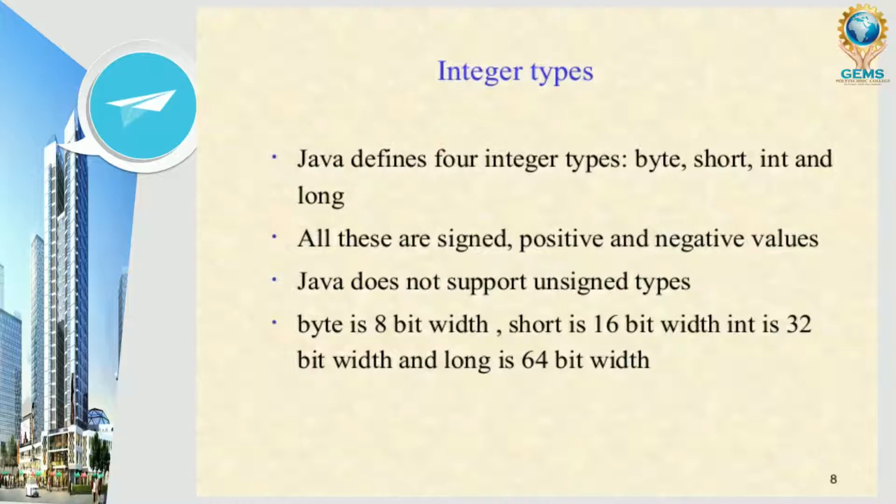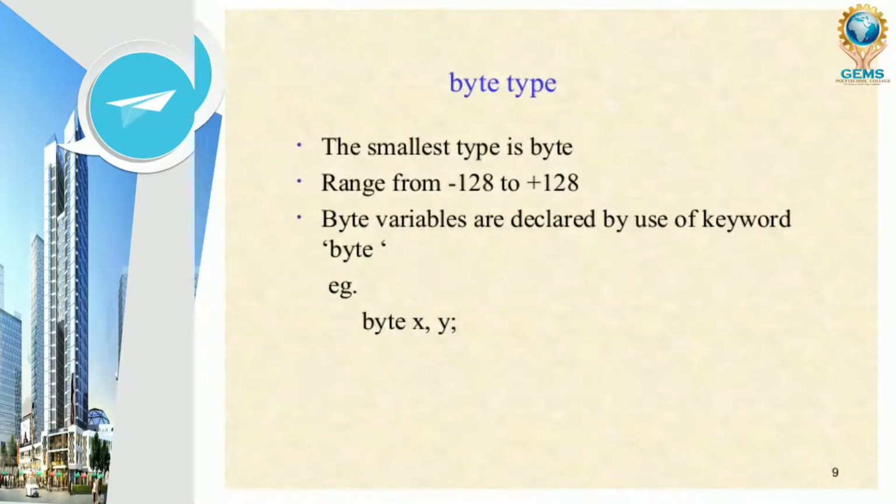Here we are explaining the size of these integer types. First, byte. The size of byte is 8 bits. Short is 16-bit. Integer is 32-bit width and long is 64-bit width. These are the 4 different types: byte, short, integer, and long, and the sizes of these integer types.